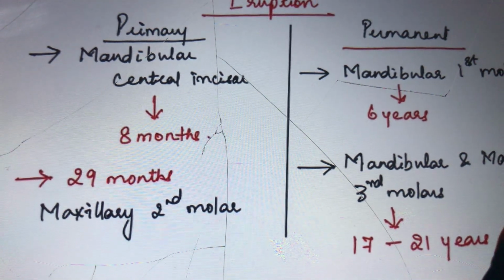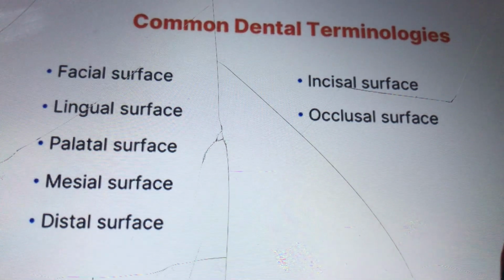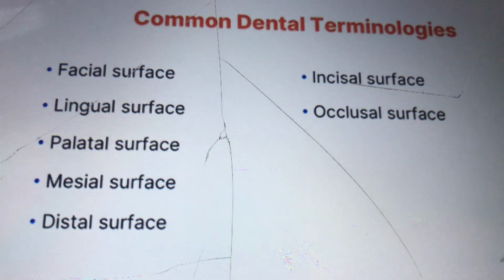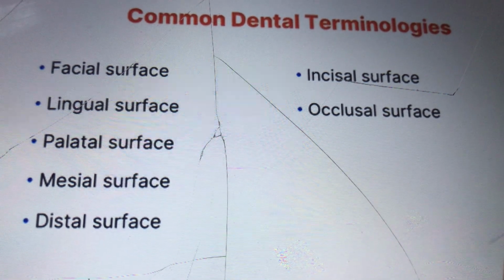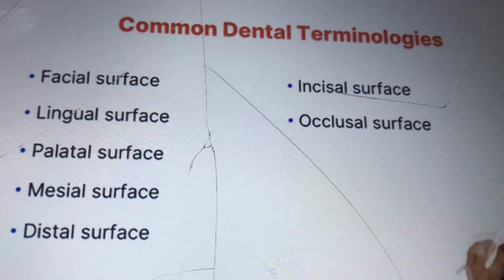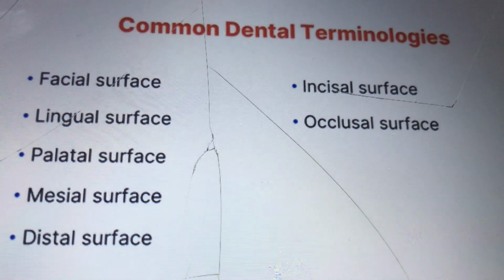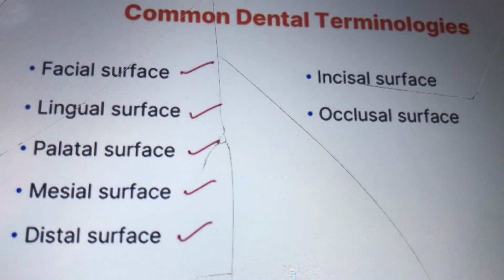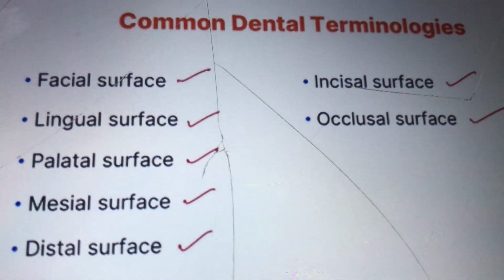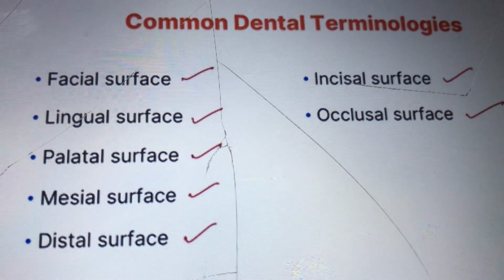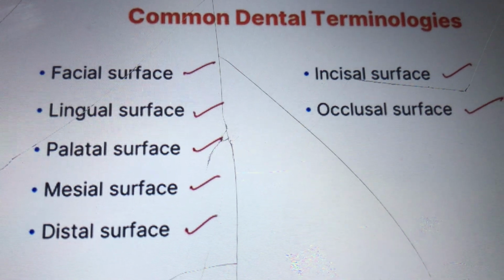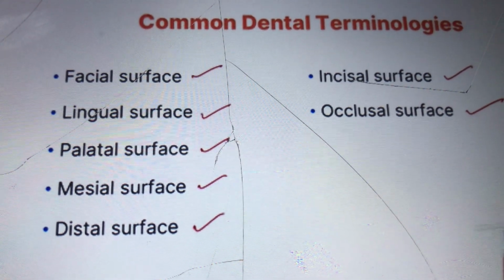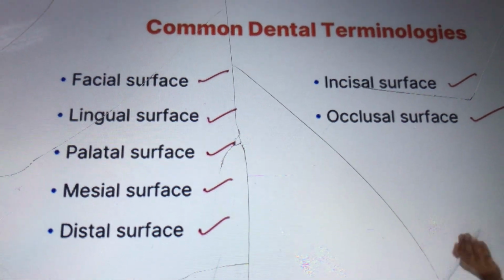Let's move on further. What are the most common terminologies that we use in dentistry? So you have your facial surfaces, lingual, based on which surface we are referring to. You will have various surfaces that we look at. You have your facial surface, lingual surface, palatal, mesial, distal, incisal, and occlusal surface. So when you say facial surface, it is that portion of the tooth which is towards the patient's face. So facial, you could further divide into the labial surface and your buccal surface.